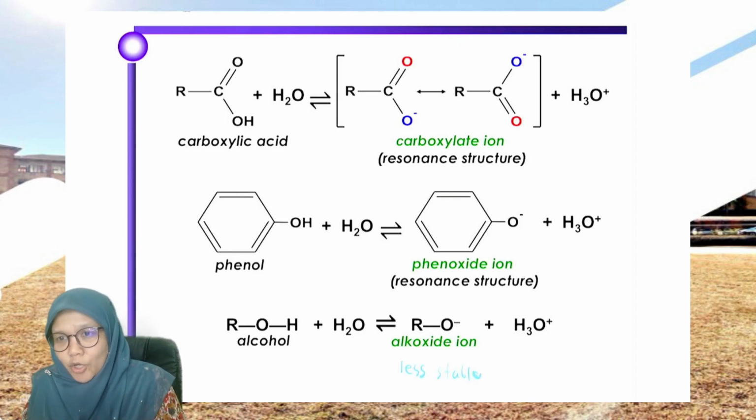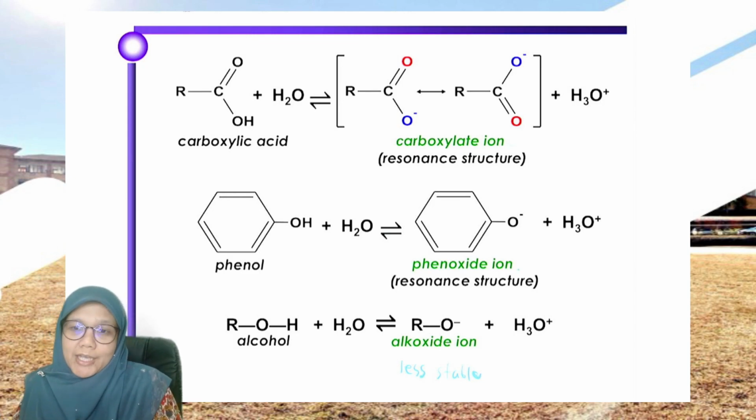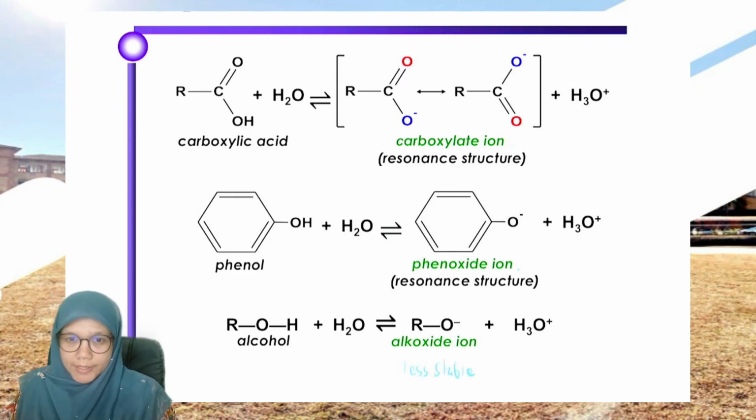Alkoxide ion is less stable compared to phenoxide and compared to carboxylate ion. Kenapa? Okay, alkoxide ion ni dia less stable sebab alkoxide ni dia ada R. R ni apa? R ialah alkyl group. Alkyl group ni peranan dia adalah EDG, electron donating group.